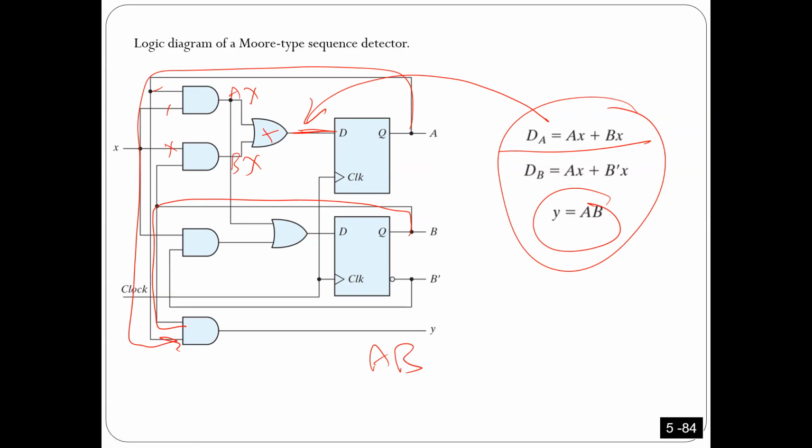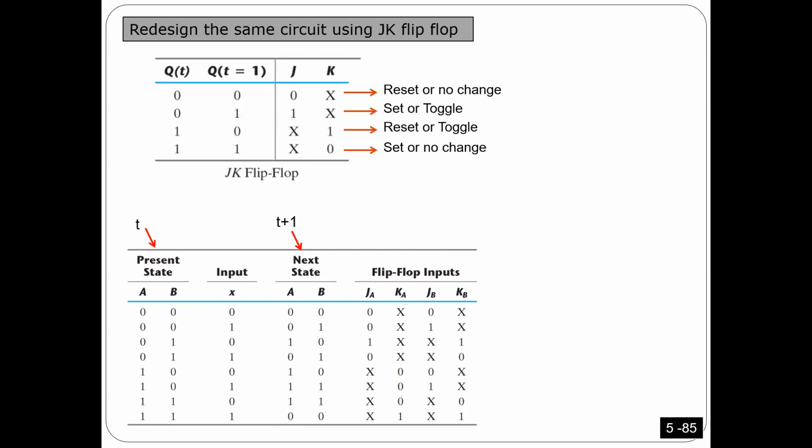Today, I want to show you how I can do the same thing, but using a T flip-flop or JK flip-flop. That's what I'm going to show you. So let's move to the next one. What if I want to use a JK flip-flop? Exactly the same thing. Look here, guys. This is the input we have, and this is the next state we have.